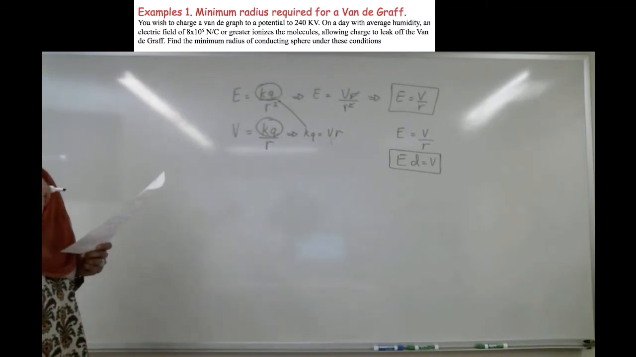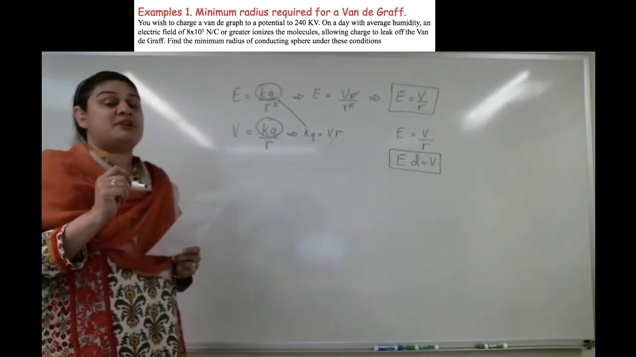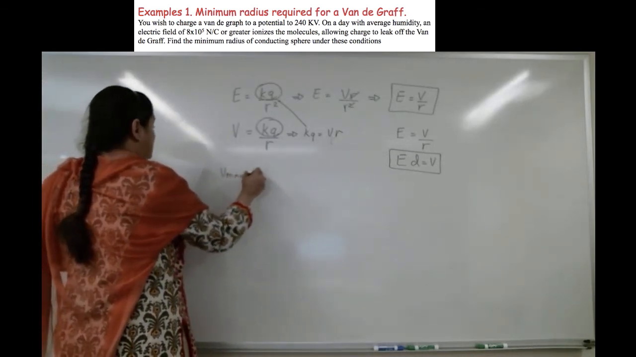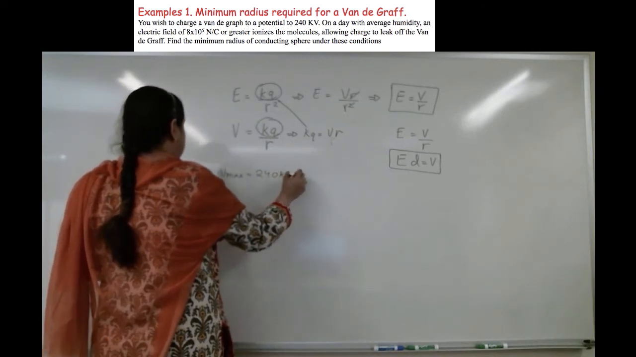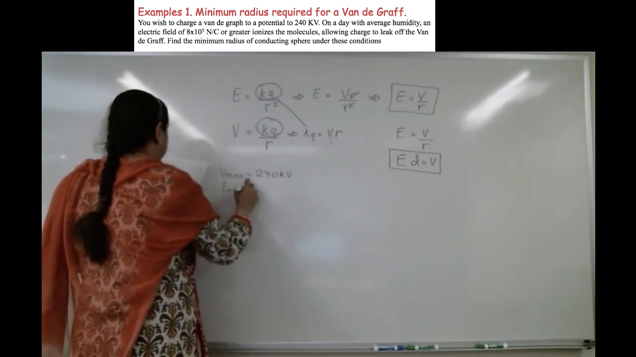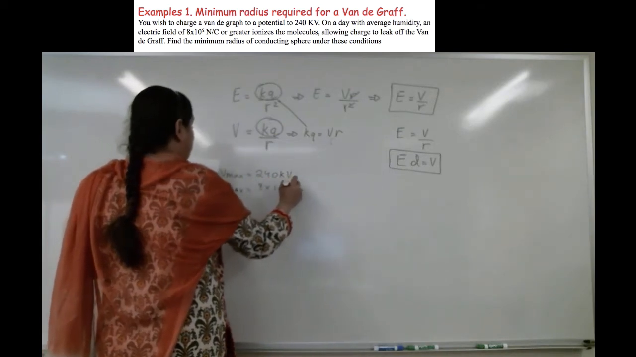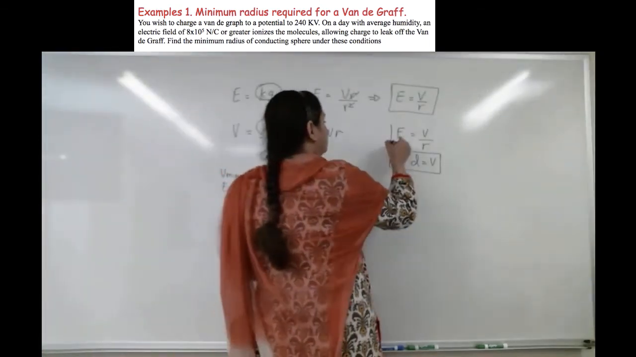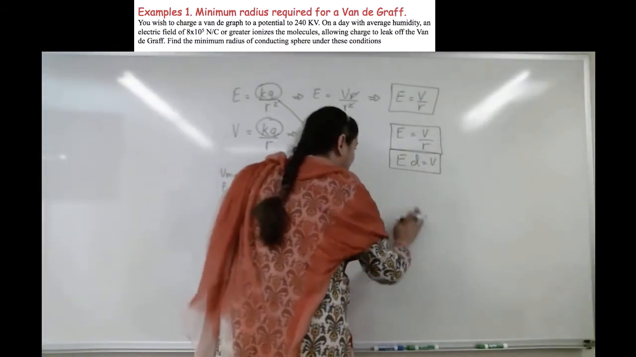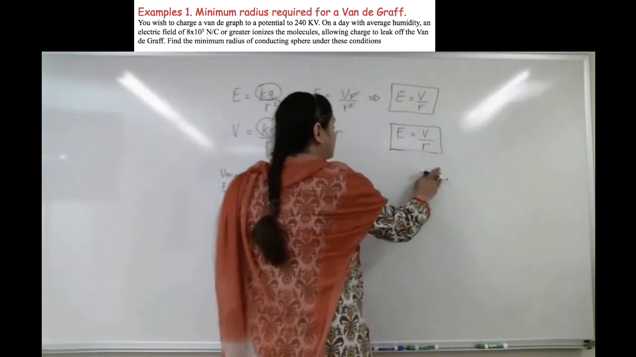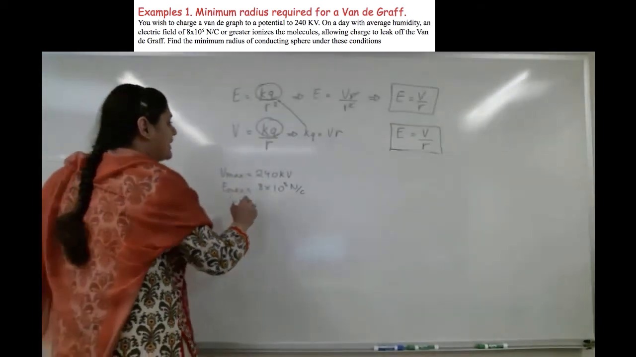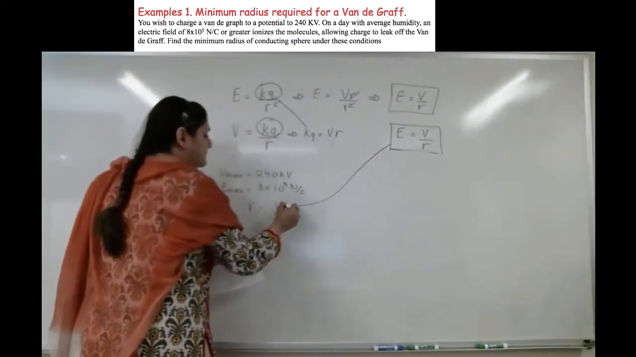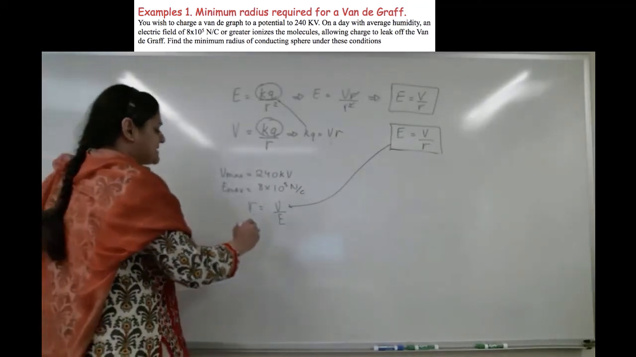In this particular question, it is asking me, what is the minimum radius required for the Van de Graaff when V max is 240 kilovolts and E max is 8 times 10 to the 5 newtons per coulomb. Okay? I know this relationship. I'm going to get rid of this one for now. We'll talk about this later. But this is what I want. So R can also be given by V over E from here. Yes? So that means this is easy now.